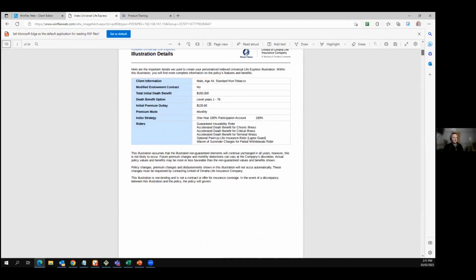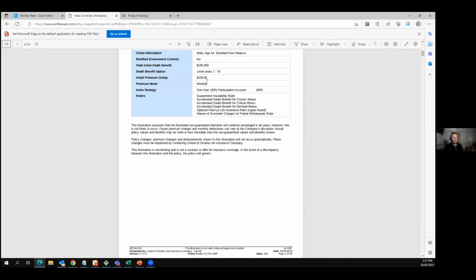Back in here, we have $120, so basically $36 more a month. They would be able to pay off the policy in 20 years. So it's just another way to help clients out and have the flexibility that an IUL offers, being able to give some different options for them.